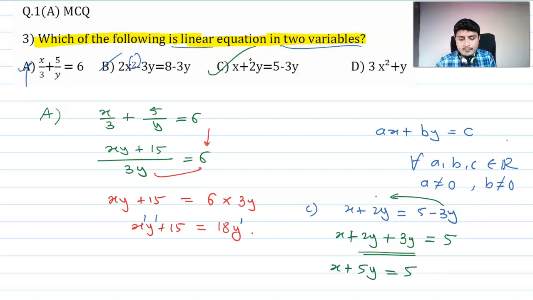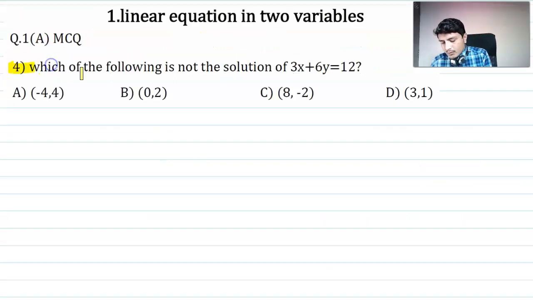Look at option D. In that we have 3x square plus y. The highest degree of variable x is 2, so it is not a linear equation in 2 variables. Look at the fourth MCQ we have. Which of the following is not a solution of 3x plus 6y is equal to 12?